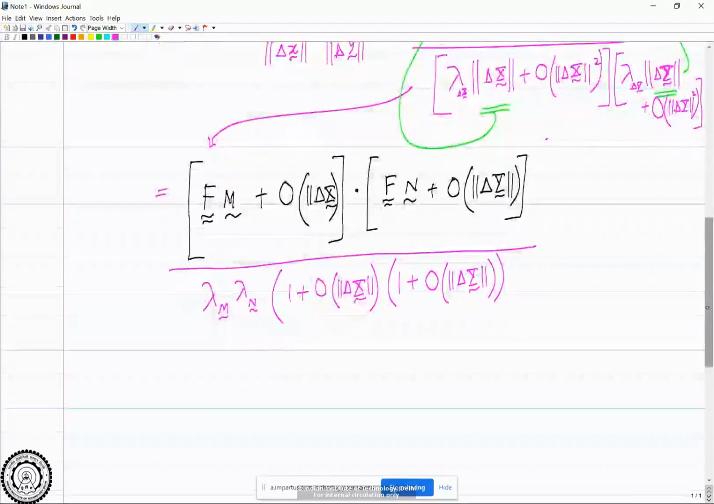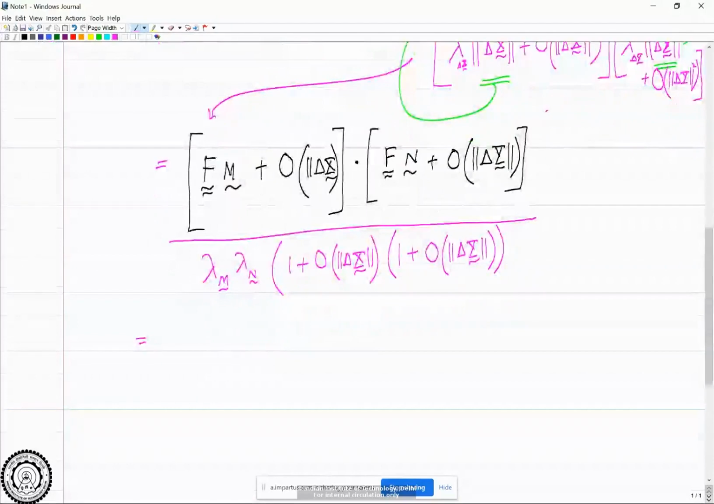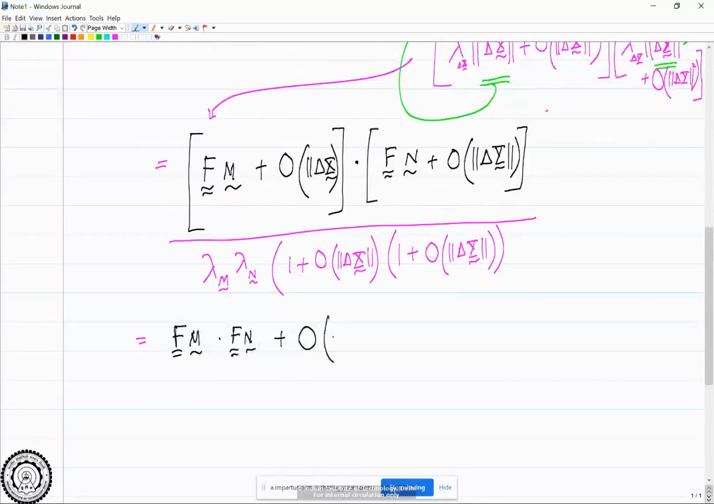Now, we are doing everything exactly, with the error term written. So now let us do the multiplication. So we have f m dot with f n, and now can you see what are the error terms? We have big O delta capital X plus big O delta capital Y, isn't it?